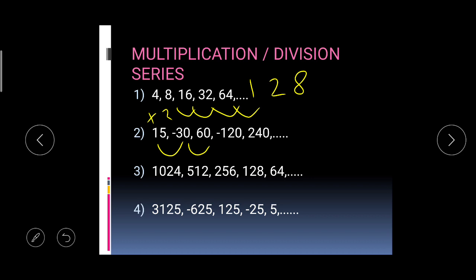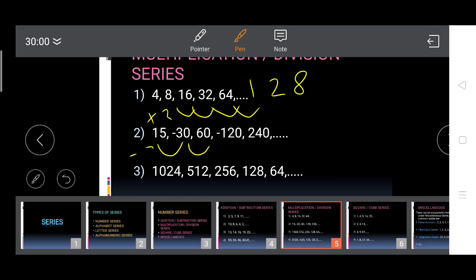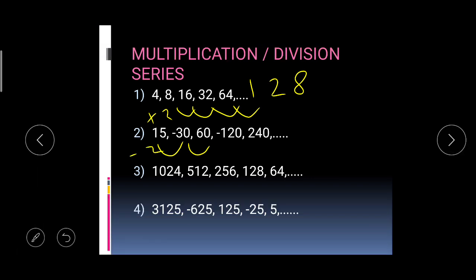So if we multiply it by what? Minus 2. If we multiply it by minus 2, then 15 becomes minus 30. If we multiply minus 30 by minus 2, we will get 60. If we multiply 60 by minus 2, we will get minus 120. If we multiply minus 120 by minus 2, we will get 240. So again, we have cracked the pattern. That means we have to again multiply this 240 by minus 2. So we will get what? What is the answer? Minus 480, right?